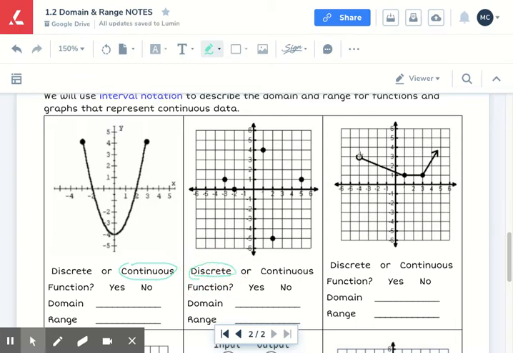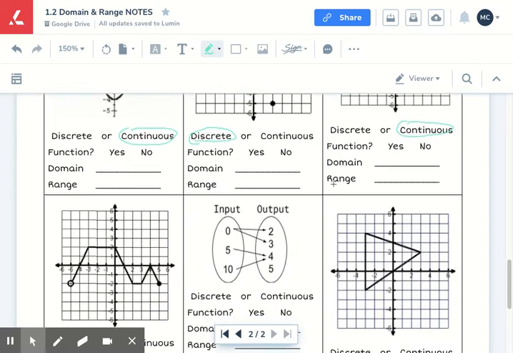The third one, I see an open dot, which means not included, of course, and I see 2 additional dots, and then they're connected with a line segment, another line segment, and an array over here. So since they are connected, this would be continuous.